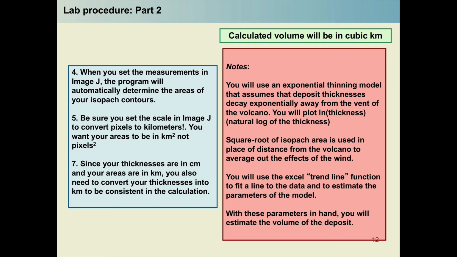Okay, so we're going to do an exponential thinning model, and I'll get into that in the following slides. You're going to plot the natural log of thickness as a function of the square root of the isopack area in place of distance from the volcano. And this will help average out the effects of the wind. You're going to use the Excel trendline function to fit a line to the natural log of thickness versus square root of area data to estimate the parameters of the exponential thinning model of Pyle. So with these parameters in hand, you can actually pretty simply get a volume estimate for your deposit.